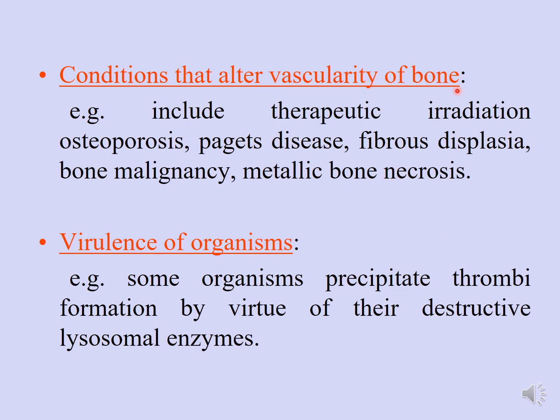Conditions that alter vascularity of the bone include therapeutic radiation, osteoporosis, Paget's disease, fibrous dysplasia, bone malignancy, metallic bone necrosis, and virulence of the organism. Sometimes organisms that precipitate thrombi formation by virtue of their destructive lysozymes increase the chances of osteomyelitis developing. So predisposing factors means the factors in the presence of which there is a higher chance of the development of osteomyelitis.